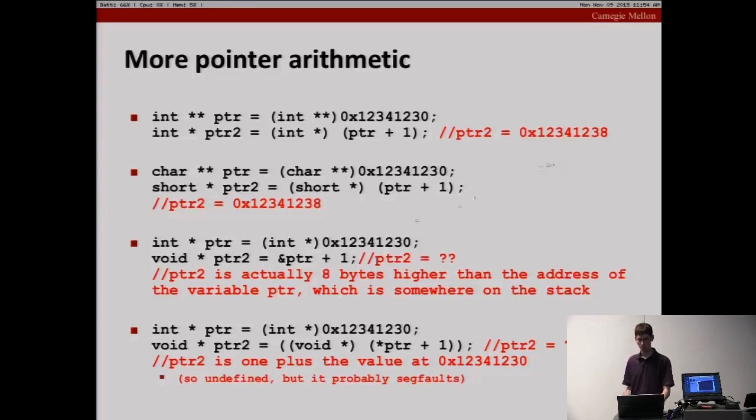So these first two, yep, we got them right. 1234, 1238, because we just added the size of a pointer. This one is going to give you something that's 8 bytes higher. That should be just 1 plus. That shouldn't be 8. That should be 1, because we get an int back and then we add 1 to it. This is just some address in the stack. Who knows where that is? And then this guy is undefined, but it's probably going to segfault because it's unlikely that 1234, 1230 is actually a memory location that we're allowed to use in our program.